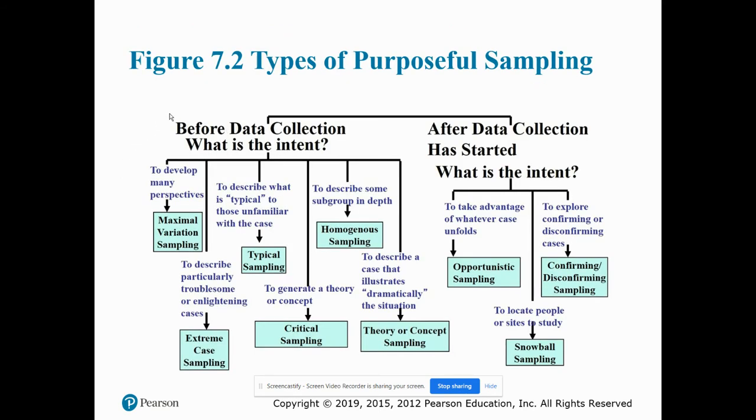So here's a nice little flowchart, and it's the types of purposeful sampling. At the top, you could write, when does sampling occur? And then on the left, it says before data collection, and on the right, it says after data collection. So just depending on how you would design your study, it just depends on which way you would flow. So what is the intent? If you're doing it before data collection, what's the intent? Are you trying to develop many perspectives? Well, then you're going to want to do a maximal variation sampling.